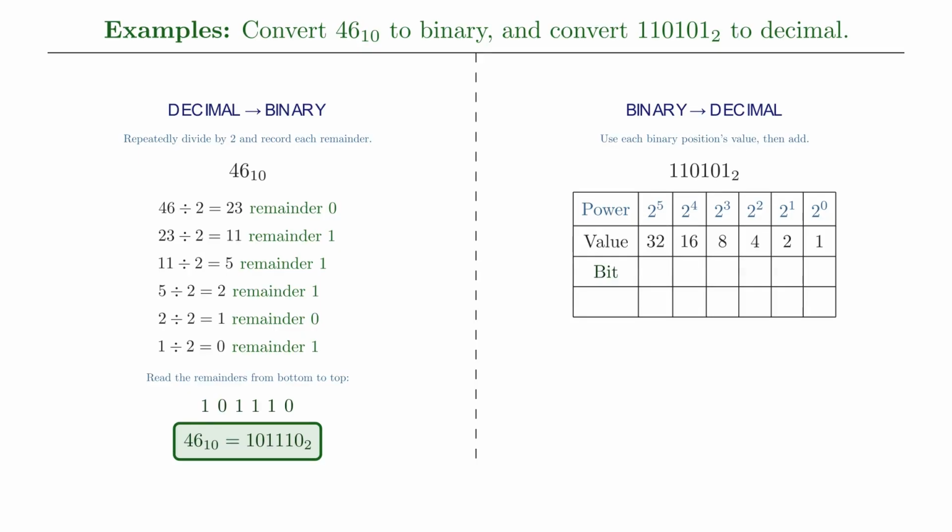Entering our binary bits into the table: 1, 1, 0, 1, 0, 1. We now multiply the place values by the bits. 1 times 32 equals 32, 1 times 16 equals 16, 0 times 8 equals 0, 1 times 4 equals 4, 0 times 2 equals 0, and 1 times 1 equals 1. Adding these values together, 32 plus 16 plus 0 plus 4 plus 0 plus 1 gives us 53. Therefore, 110101 in binary equals 53 in decimal.